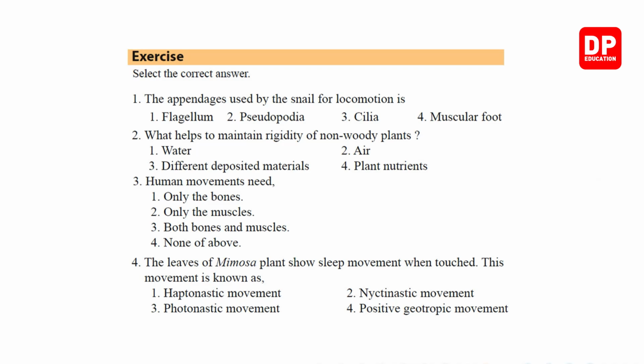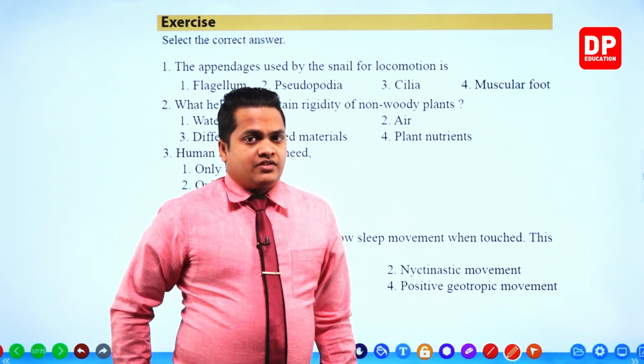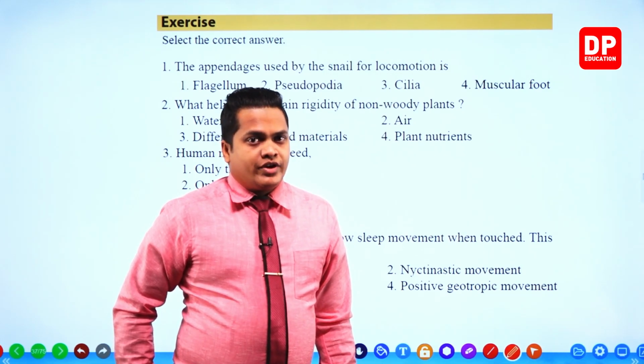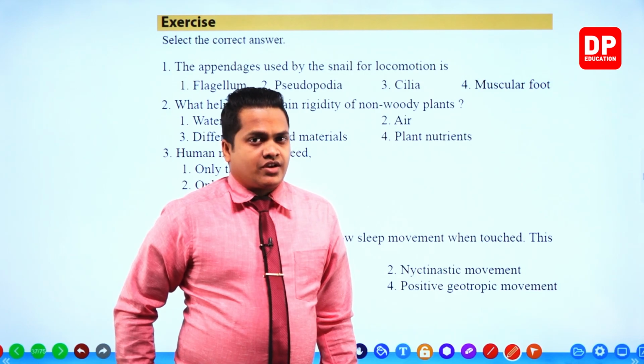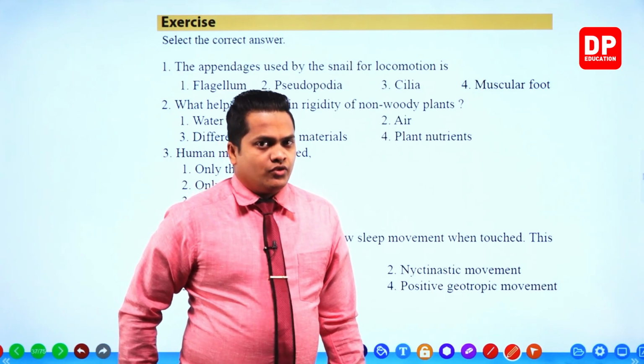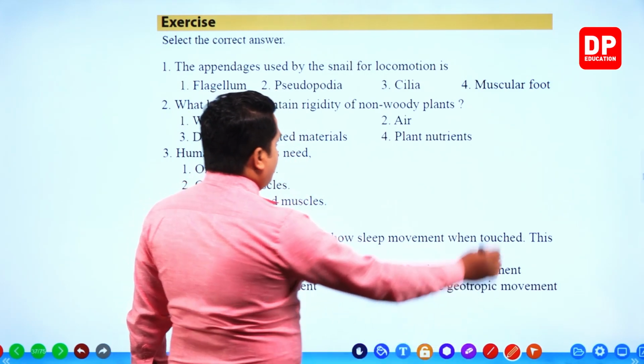So, you have to select the correct answer here. The appendages used by the snail for locomotion is, you know that for the locomotion of a snail, there are no special appendages. However, my dear children, we discussed that the snail locomotes by using a special structure called the muscular foot. So, the correct answer would be muscular foot.